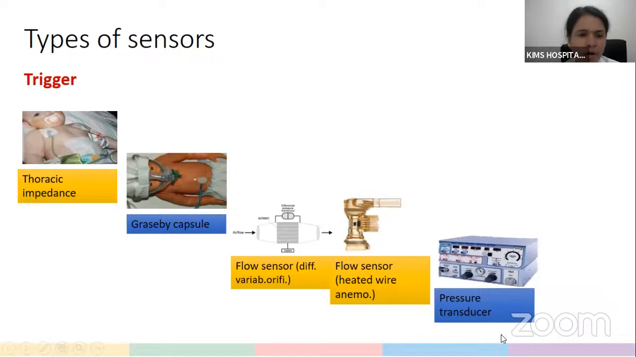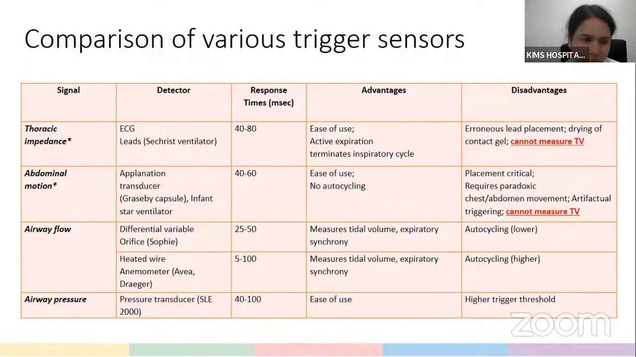The last type of sensor is the pressure transducer, as available in SLE 2000, which is used to detect the patient's negative inspiratory effort, which results in negative pressure in the ventilator tubing. That is used as the signal to detect the patient's inspiratory effort.